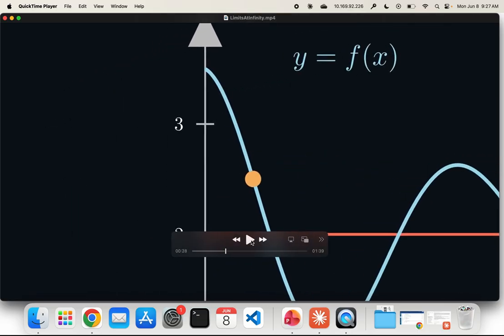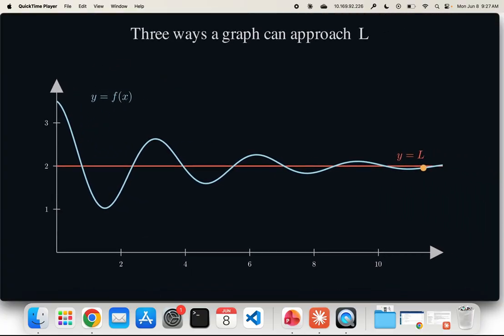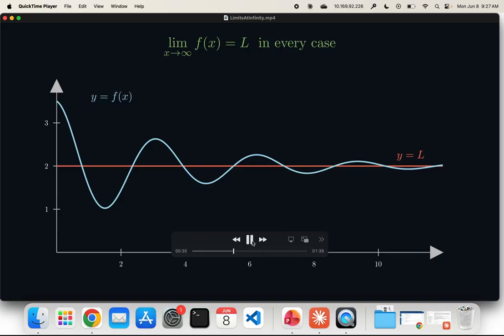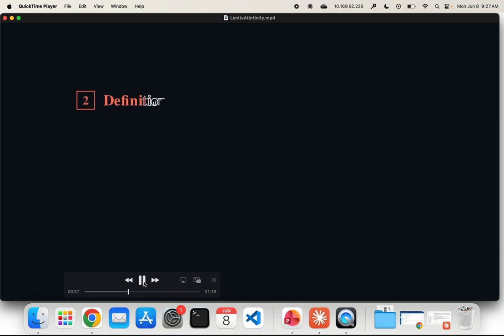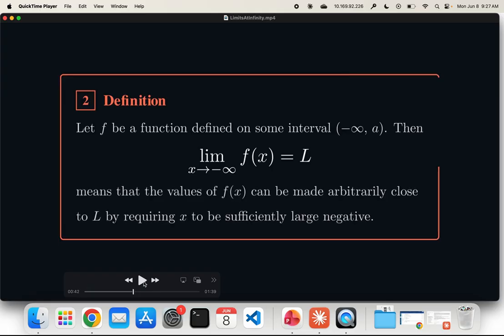Here's another one. Again, this one goes up and down a little bit, but eventually it approaches L. And so that's basically how you want to think about this: the limit as x approaches infinity of f of x is L if eventually, as x gets bigger and bigger, the function approaches a horizontal line. This is also known as the horizontal asymptote. Okay, so that's basically how you want to understand that definition.